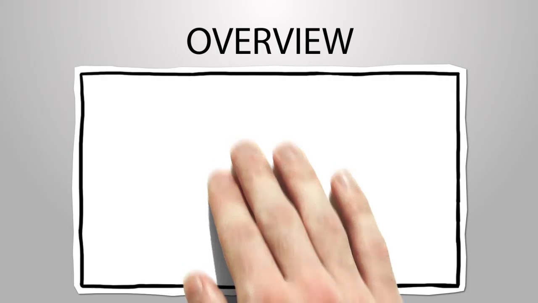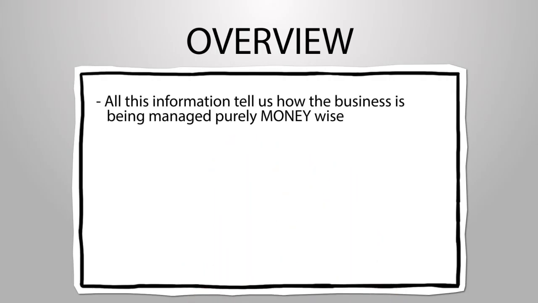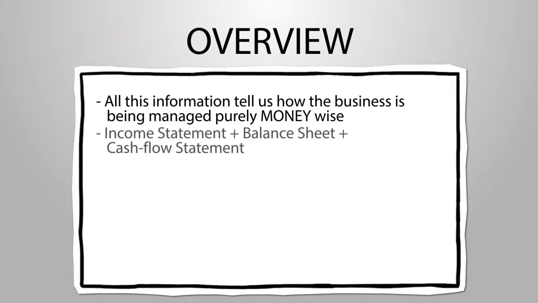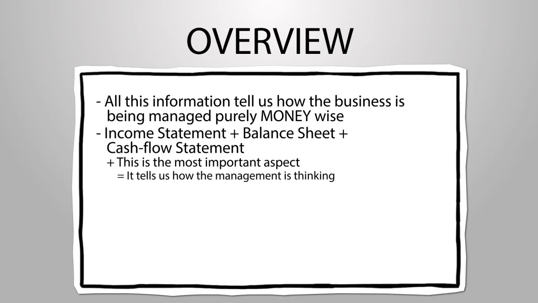When all this information is combined, the income statement, the balance sheet, and the cash flow statement, it tells us very important information about how the business is being run money-wise. And this is the most important aspect, as it tells us how the management is thinking, if the business is growing, if there are profits to be made in this type or sector of business, and if it's viable for the future.